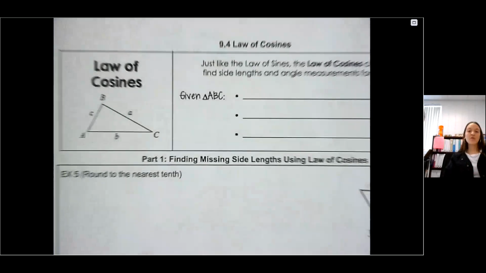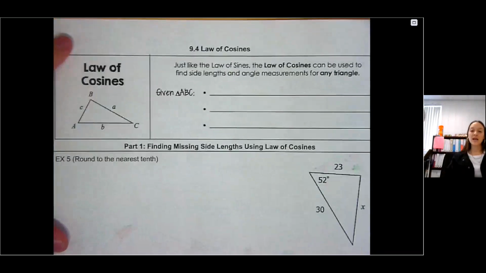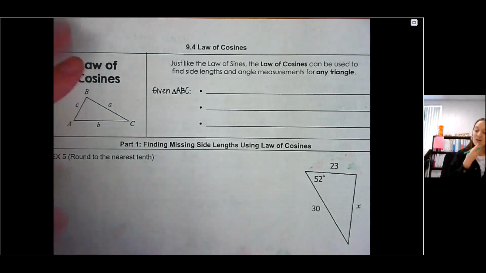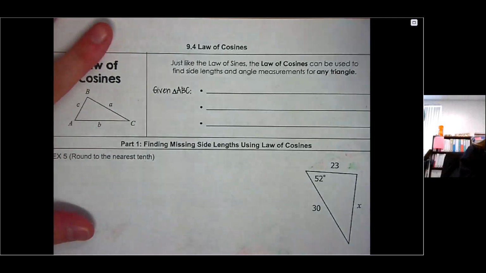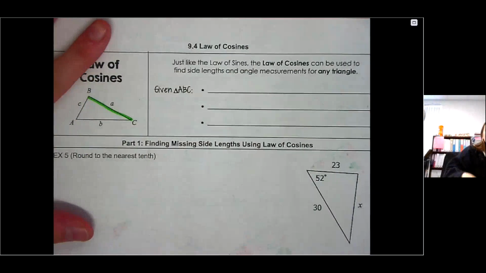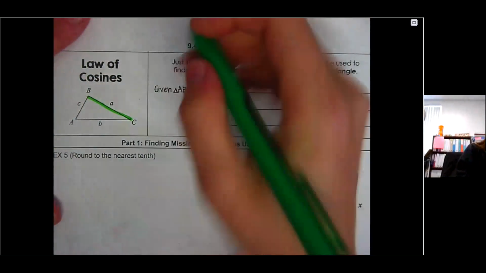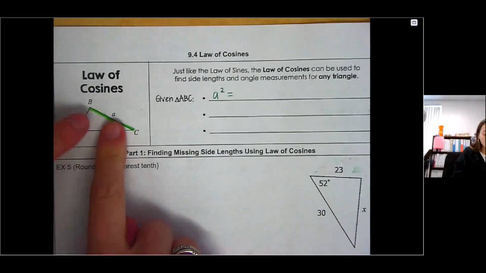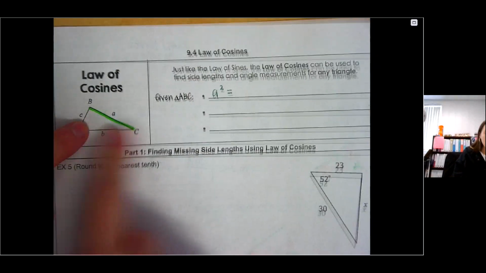Now, next part is called the law of cosines. The law, just like the law of sines, can be used to find side lengths and angle measures in any triangle. Now, given this triangle, ABC, here's what happens. In order to find the length of this side, so if I was asking you what is the length of side A, what you would do is this. You would say, okay, A squared equals, so this is the side I'm looking for.